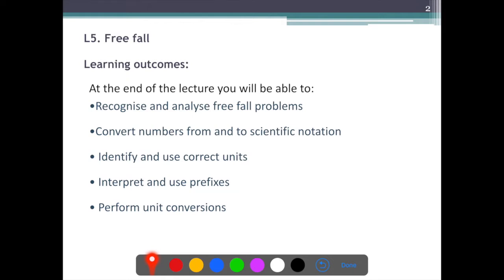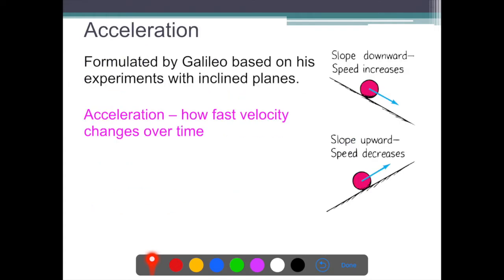So in the past videos, we've been talking about motion and describing how an object moves. We learned about acceleration. It's how fast velocity changes over time. Now, Galileo performed an experiment with a ball rolling down an inclined plane, and he noticed that when a ball rolls down a slope, its speed increases. In short, its velocity is changing and therefore it has acceleration.